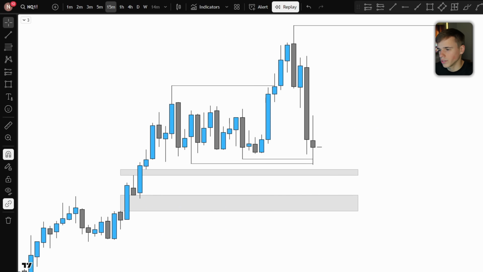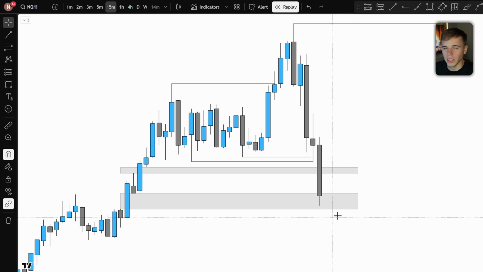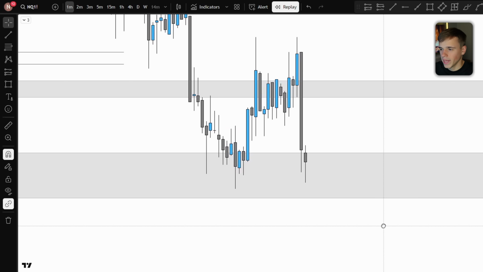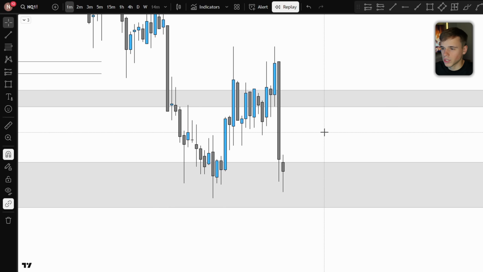If we fast forward the market, you can see market just tapped into this imbalance. So what we do right now is go to the lower time frame. So let's go to the lower time frame. Okay, so here we are at the lower time frame. So let's right now see what the market is actually doing and how we are even going to enter this trade.